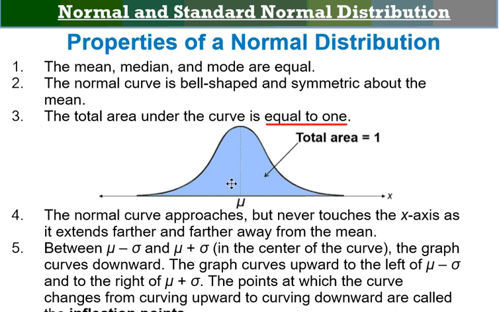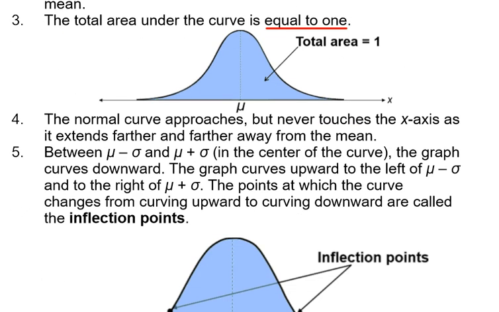The total area under the curve is equal to 1. The reason why is because this is going to represent probability, and the largest that your probability can ever be is 100%. The normal curve approaches but never touches the x-axis as it extends further and further away from the mean. The reason why is because even though these represent probabilities, your probability can never get all the way to 1 or diminish all the way to 0.